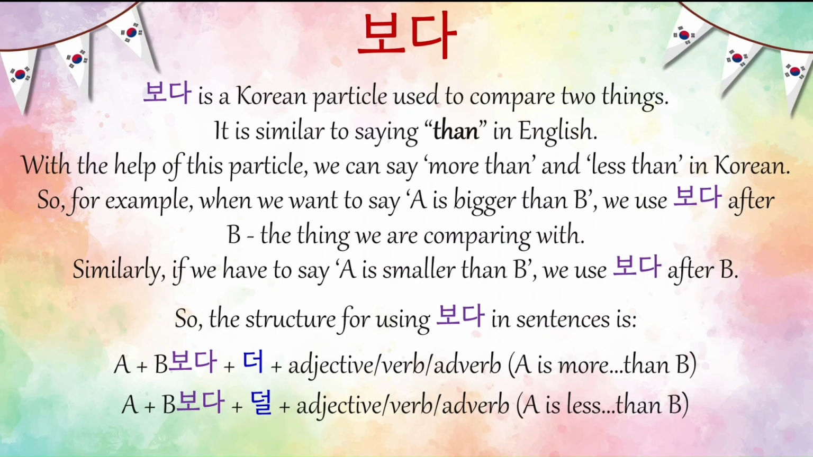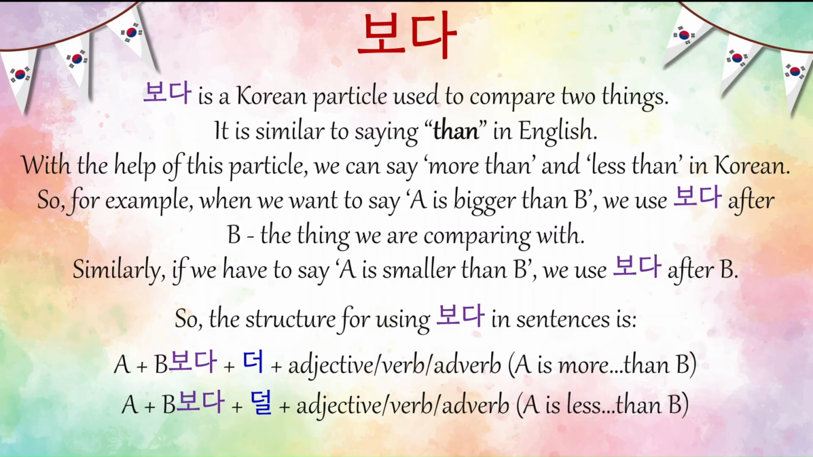So, the structure for using 보다 in sentences is something like this. First, we're talking about A being more in something than B. So we are comparing A with B. A comes first, then B, and you have to attach 보다 to B, the thing you're comparing with. And then comes 더, which means more in Korean. After that, you place the adjective, adverb, or verb that is the basis of comparison.